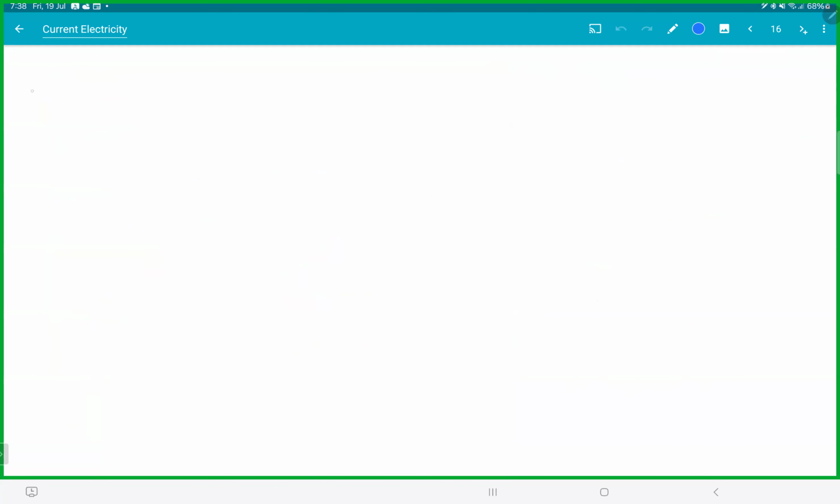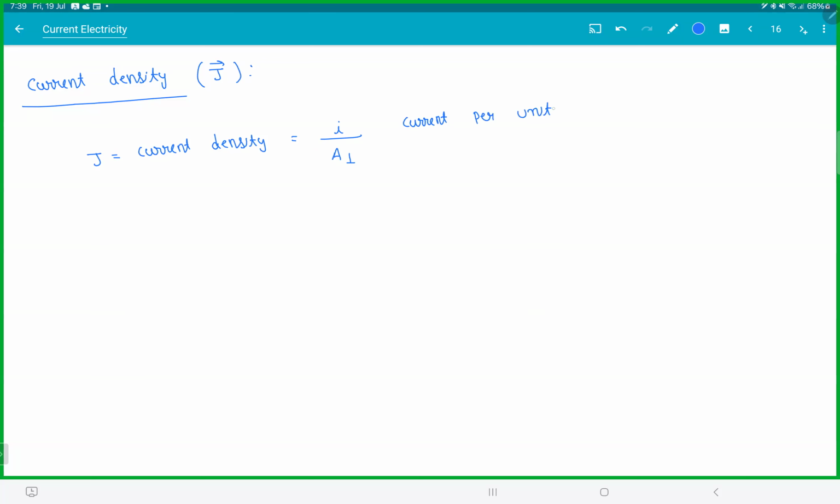Then we define something called current density. The symbol is J. Even though current is not a vector, current density is a vector. So current density is simply current per unit perpendicular cross-sectional area.